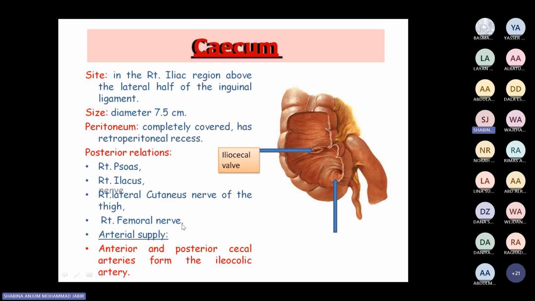What is the artery of this, or which arteries will be supplying? Now we know which major artery is going to supply, because this is a structure of the midgut. So we will have the superior mesenteric artery. But now you should know the specific branches. These are the anterior and posterior cecal arteries from the ileocolic artery. Very easy. Cecum, so anterior and posterior cecal arteries, and they are coming from where? From the ileocolic artery. The ileocolic artery is coming from where? From the superior mesenteric.